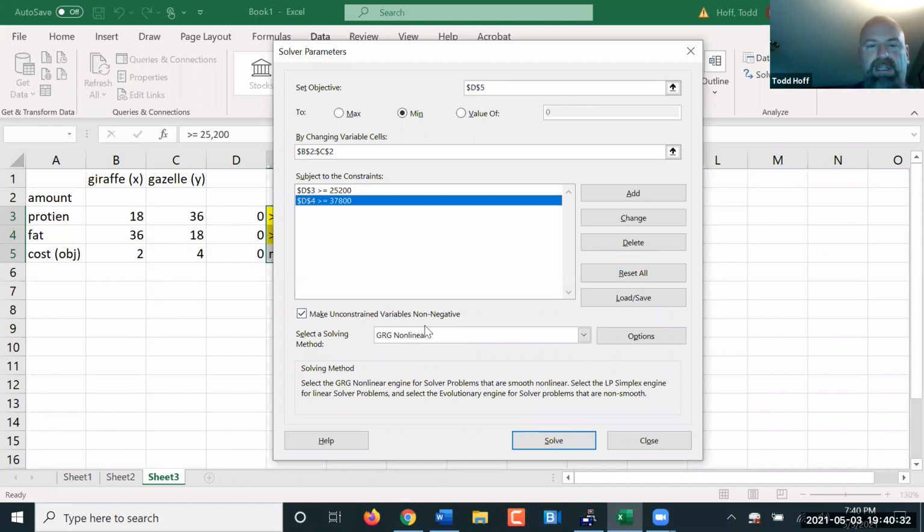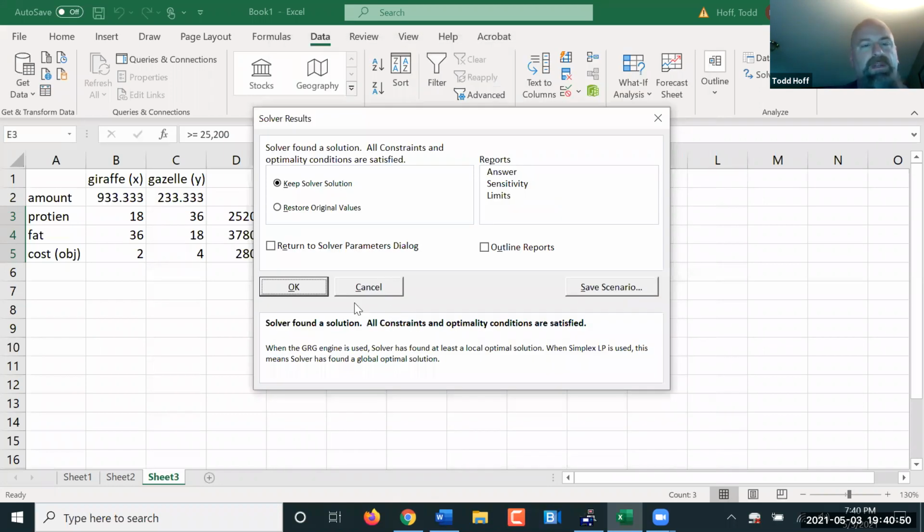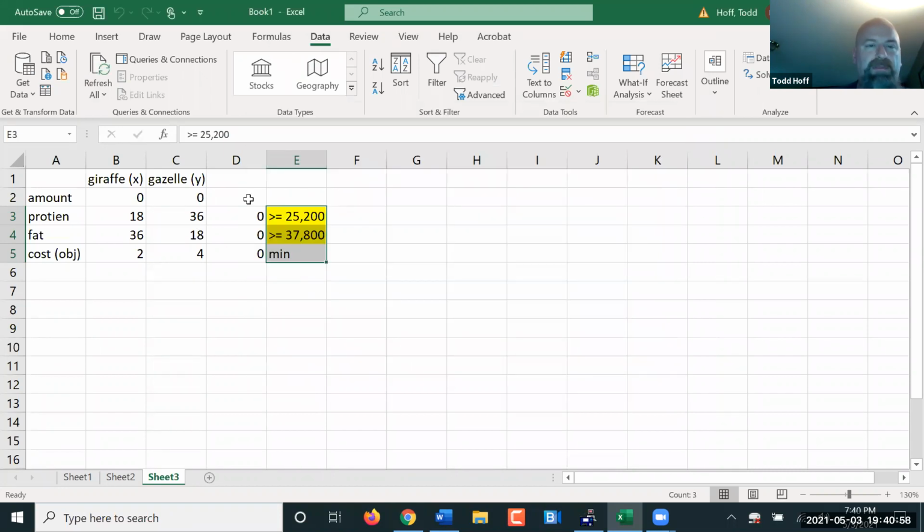I need to make sure the settings are correct. Make unconstrained variables non-negative. That's just standard. That's saying those are those trivial constraints that everything is greater than or equal to 0. I want to make this a simplex linear programming. So simplex LP, I want to make sure that setting is there. I'm just going to click solve. It's saying, hey, we're going to solve this for you. Do you want me to put the numbers in, or do you want to go back to the original? If I click restore original, it's just going to put it right back to where we started.